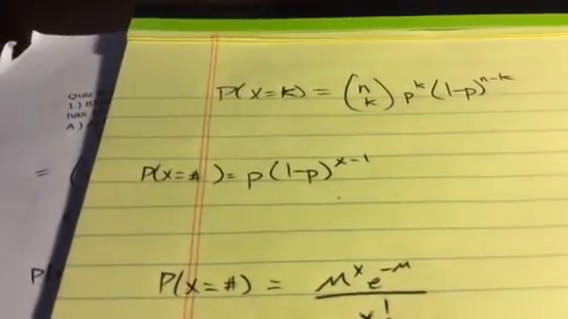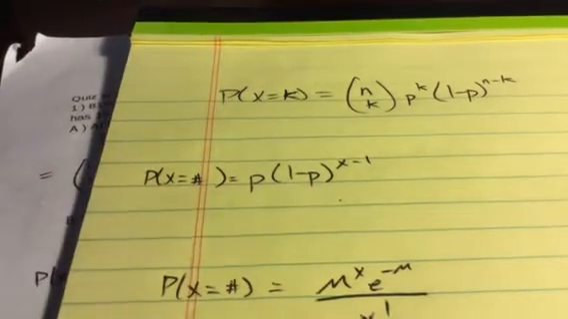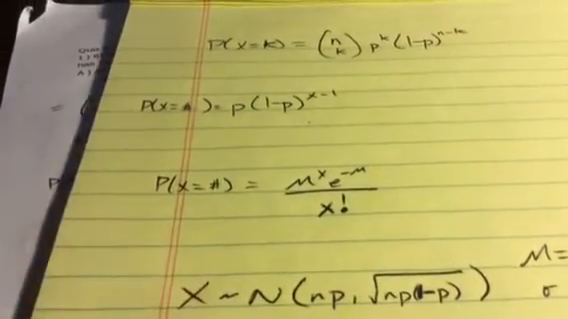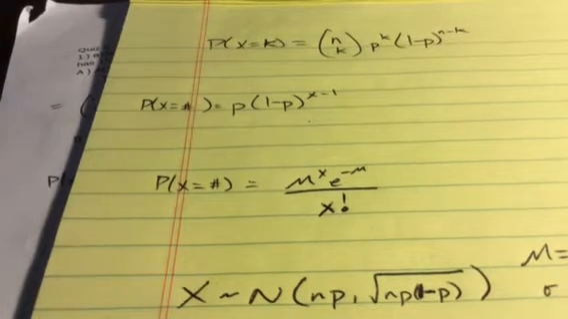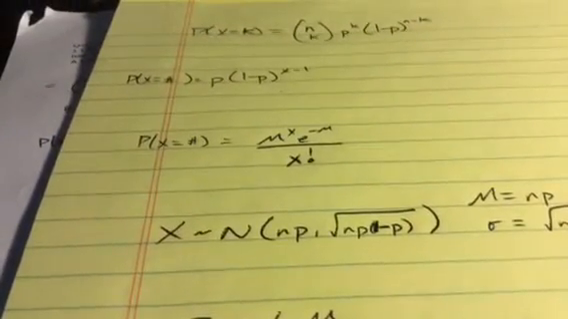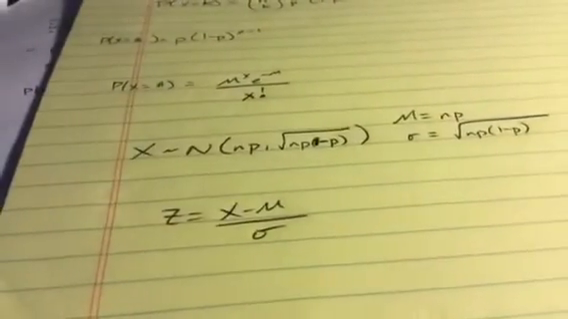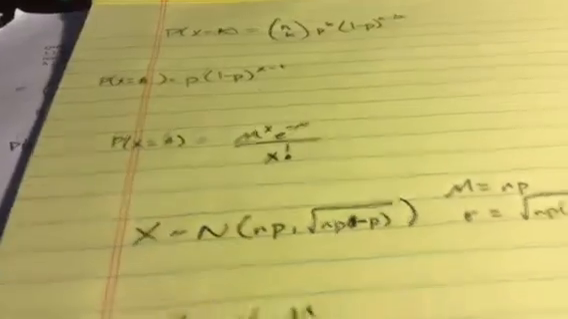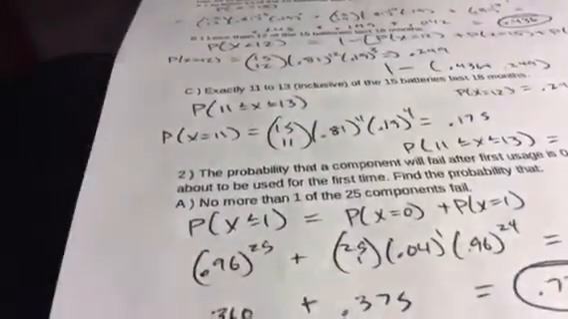Next, we have the geometric, when you want to succeed one time and fail all but once. Next, we have the Poisson distribution, followed by the normal approximation for the binomial. That's how we get our mean and our standard deviation, and that's how we get our z-score. So all of this will be given to you for your quiz on Wednesday.